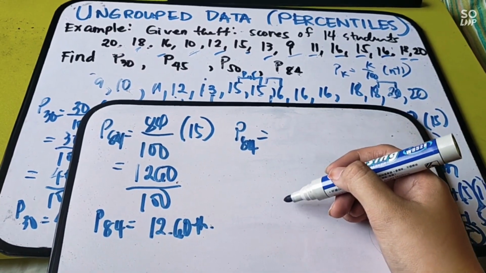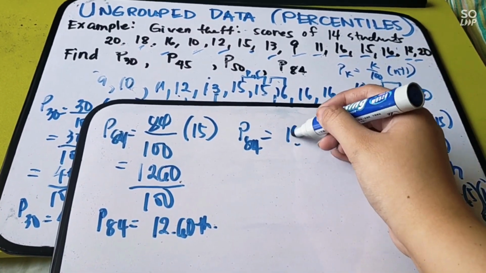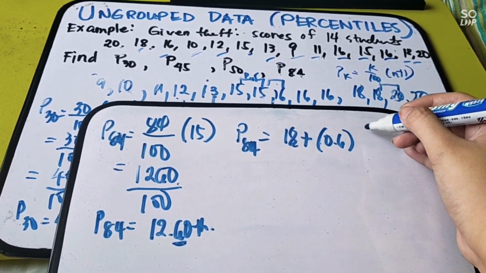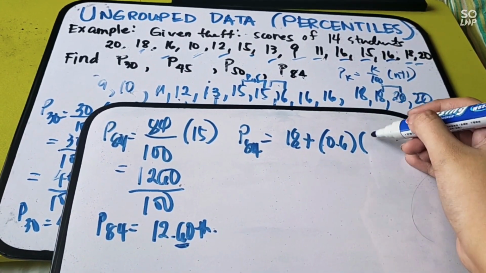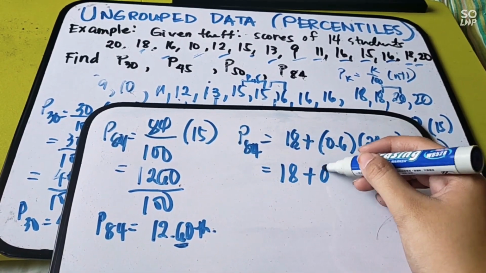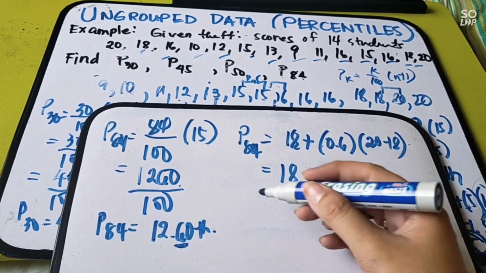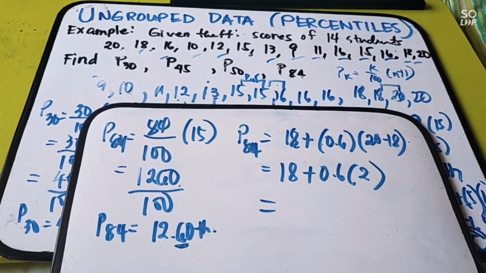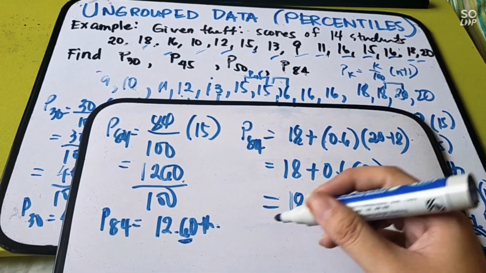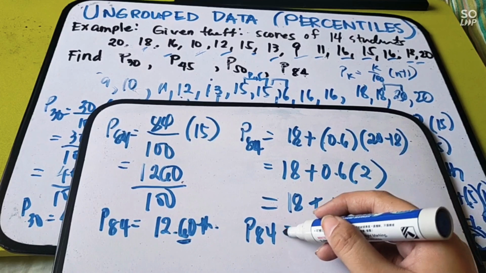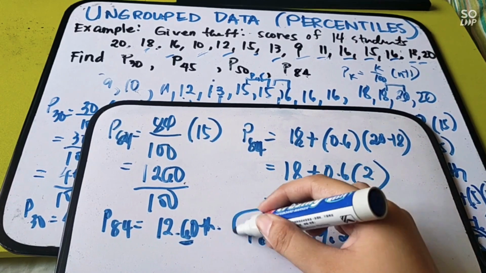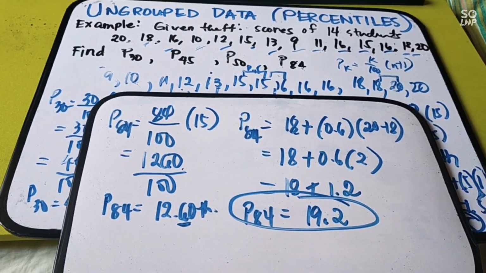So, we have here P84 is equal to, pang 12, 18 plus yung kanyang decimal, 0.6 times 20 minus 18. Yan. So, equals to 18 plus 0.6 times 2. Then, calculate. 0.6 times 2, the answer is 1.2. So, we have 18 plus 1.2, that is 19.2. So, ayan yung ating sagot sa 84th percentile.